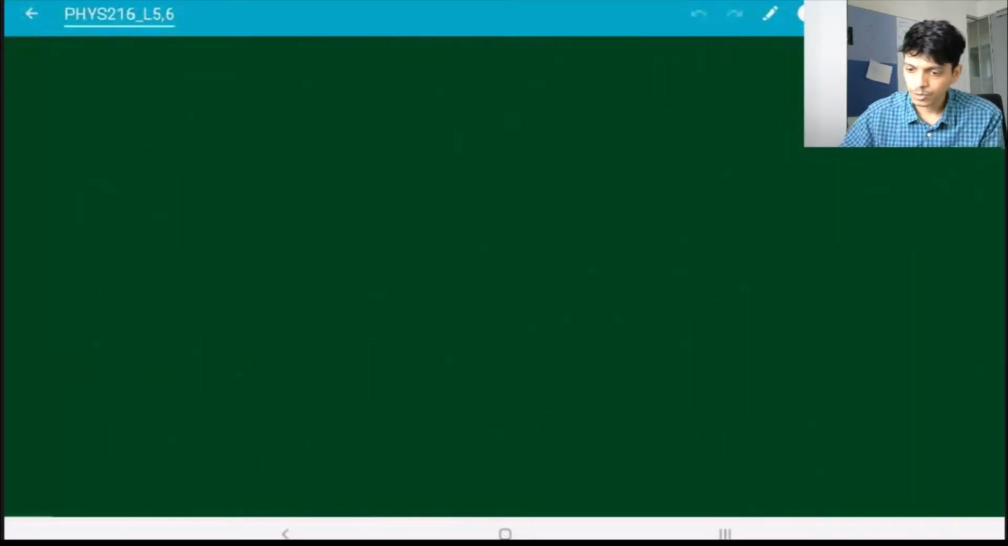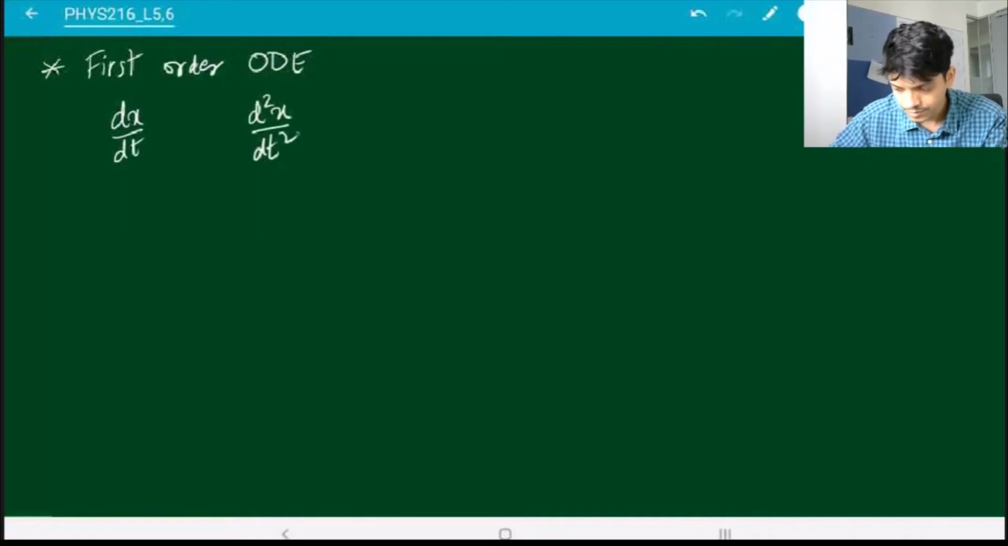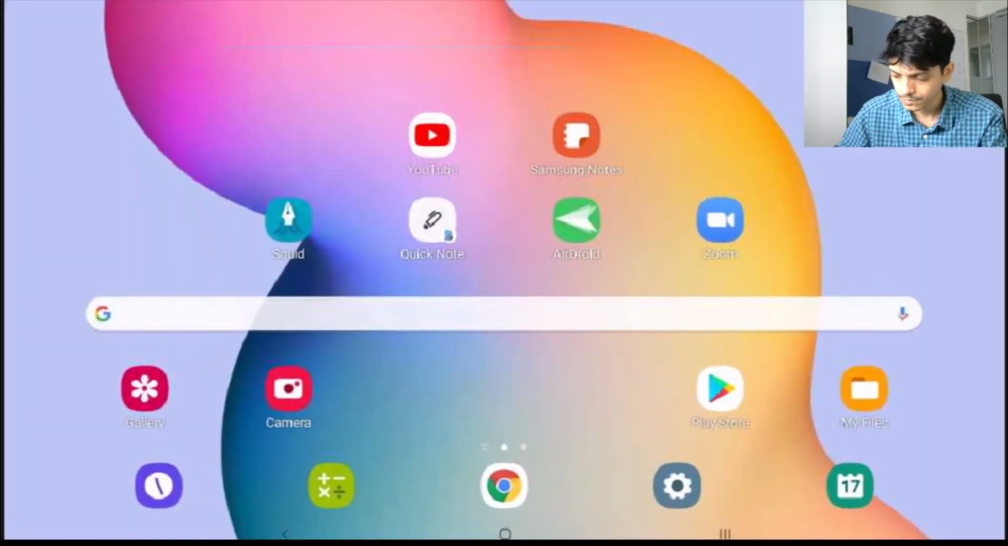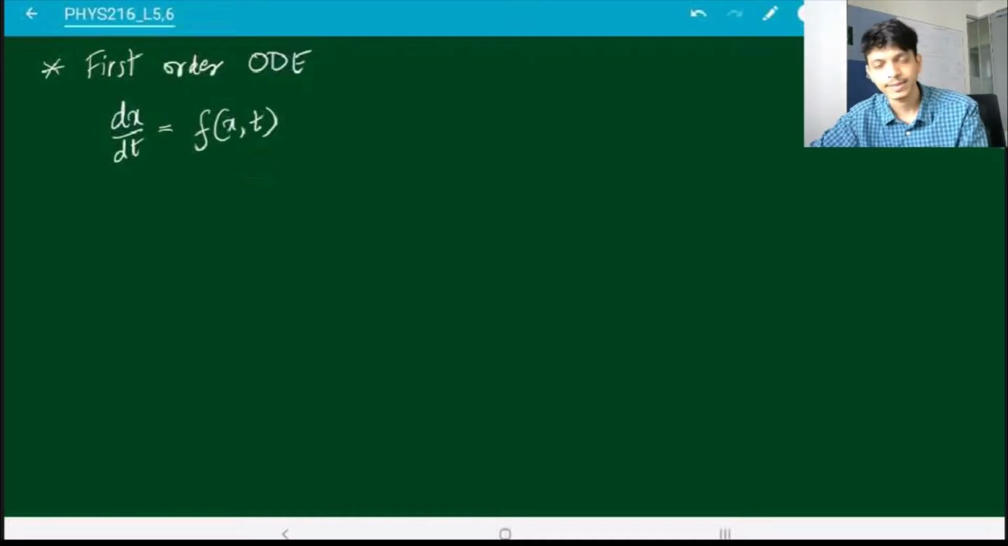So the first thing that we are going to look at is a first order ordinary differential equation. First order just means you only have terms like dx by dt. You don't have the second derivative d2x by dt square. So this is not there. The general form that we want to solve is dx by dt is some function of x and t. This is the most general first order ordinary differential equation that we can write down.